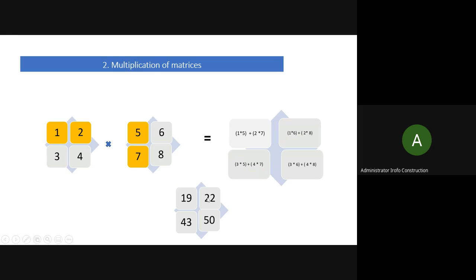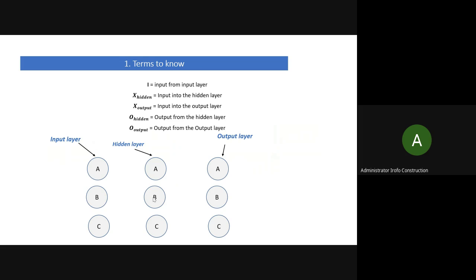I know you already know it, but I just have to refresh some stuff on it. For us to do this, there are some things you need to know. I represent the input from the input layer as X, and when you see X hidden, it is just the input into the hidden layer.